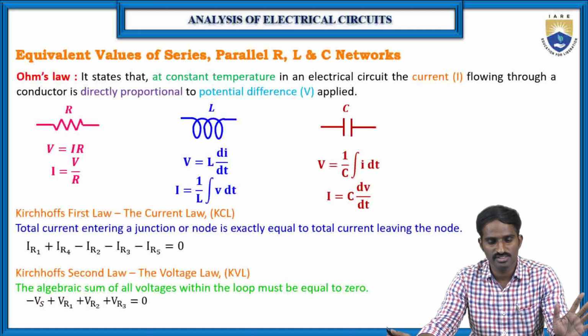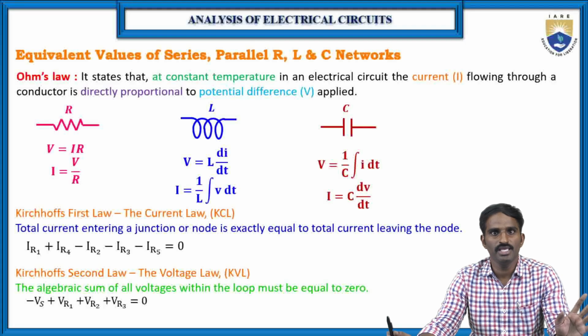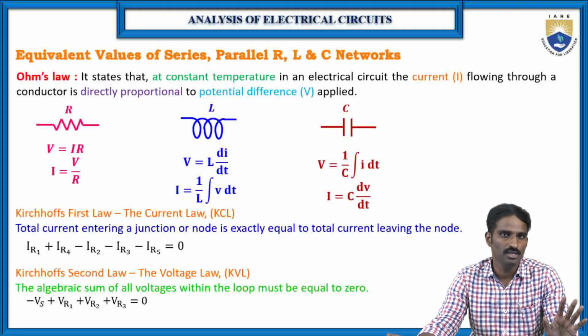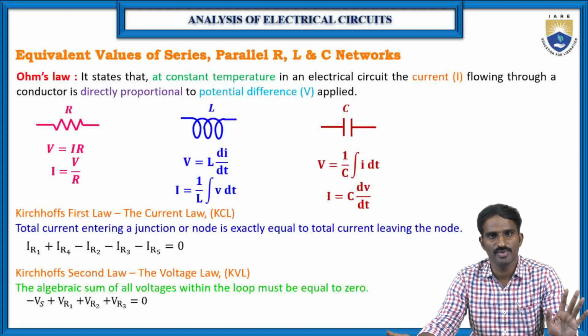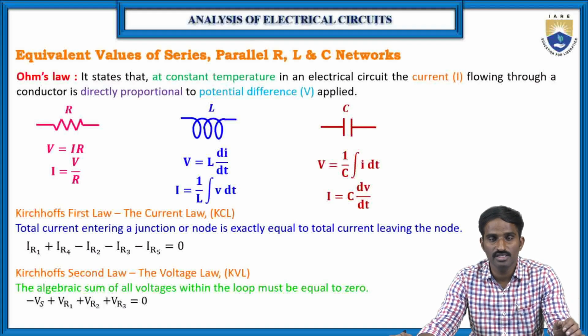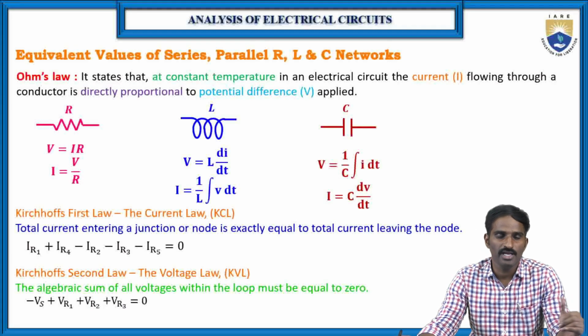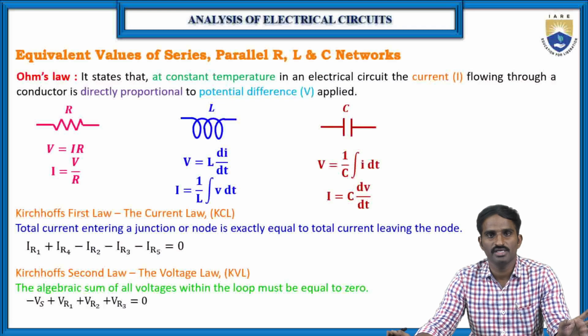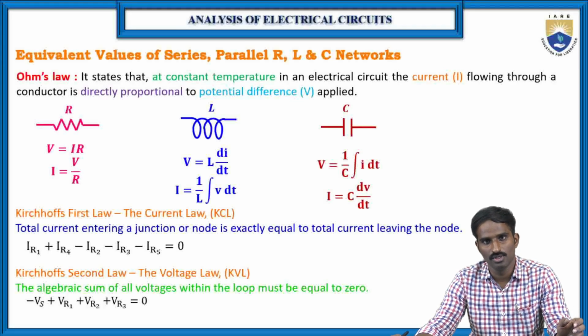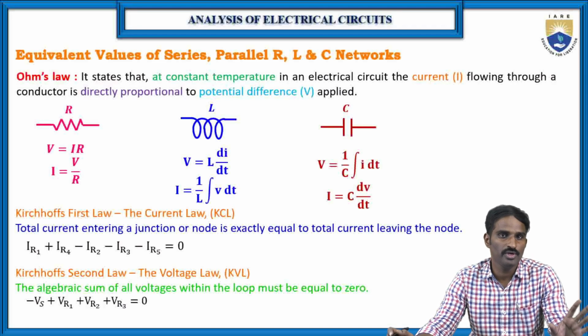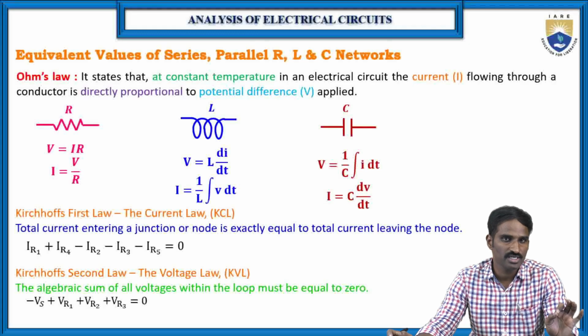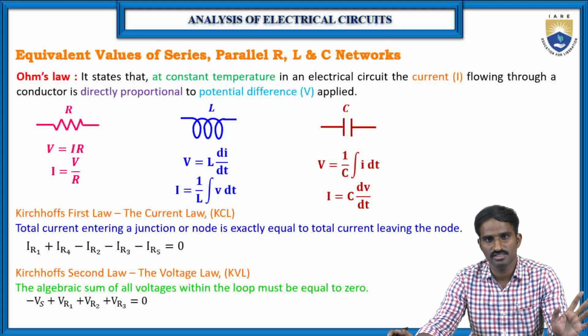In the next class, we will discuss how to find the equivalent values of series and parallel combinations of elements. If two resistors are connected in series, what is the equivalent resistance? If two inductors are connected in series, what is the equivalent inductance across those two terminals? And if two capacitors are connected in series, what is the equivalent capacitance across these two terminals? Not only in series, but parallel also. Before that, we should also know how to identify whether two elements are connected in series or parallel. That also we will discuss in the next class.